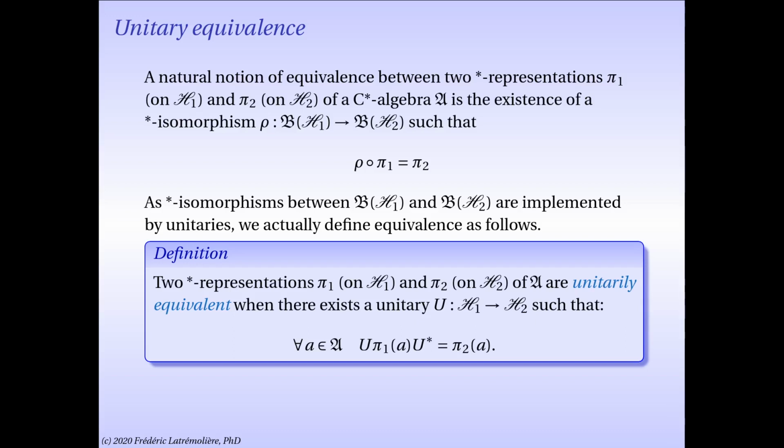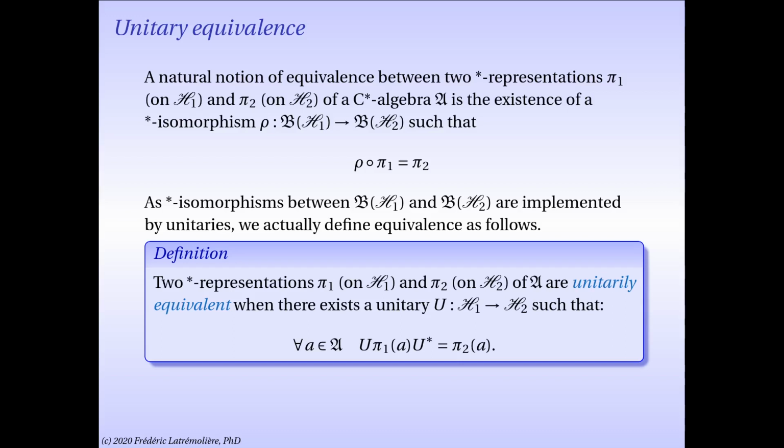But we've just seen that star automorphisms of B of H are implemented by unitaries. And from there, it's actually fairly easy to see that star isomorphisms are also implemented by unitaries. It's a very easy exercise. And therefore, we have the natural following definition. Two star representations, pi1 and pi2, on two different Hilbert spaces, respectively H1 and H2, are unitarily equivalent when there exists a unitary U from H1 to H2, so remember, a linear isometric projection, such that for all A in the C-star algebra, U pi1 of A U star is pi2 of A.